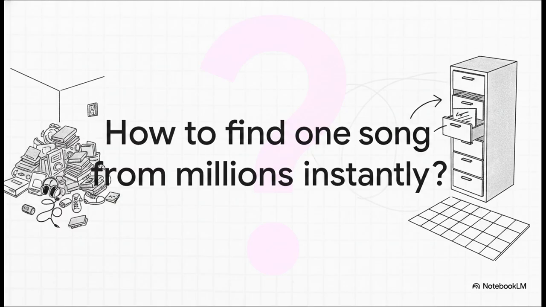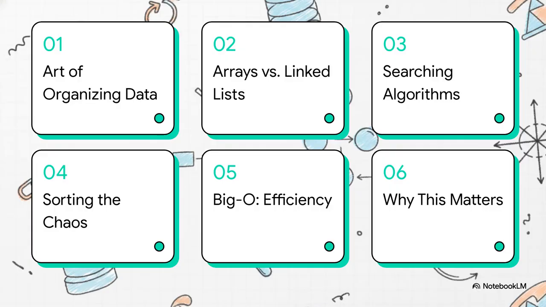just milliseconds? Well, imagine trying to find a single, tiny item in a completely messy room versus, say, pulling a perfectly labeled folder right out of a super organized filing cabinet. That right there is the core of what we're talking about today, the hidden structural architecture of our digital world. To understand how these apps pull off this magic, we're going to look at the art of organizing data, compare arrays and linked lists, dive into searching and sorting, check out how to measure efficiency with big O notation, and wrap up with why this actually matters to you.